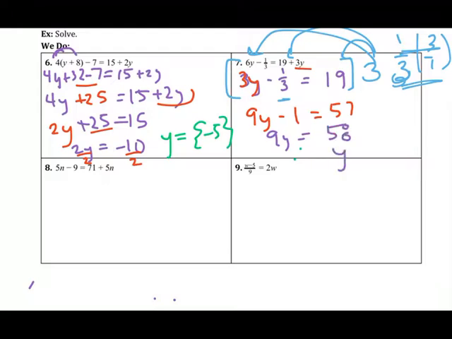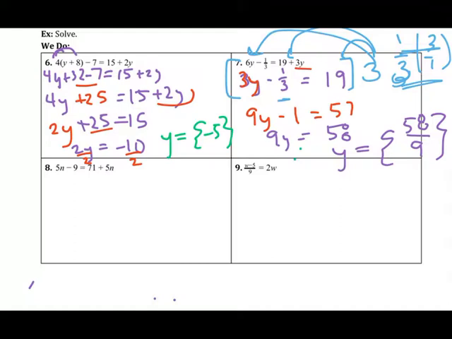And I can divide by 9, so that's going to give me that y equals 58 over 9. In Algebra 1, we do not ever want you to change a fraction to a mixed number. We always want you to leave it as an improper fraction. And most of the time when people change it to a mixed number, they mess up anyway. So I'm telling you, do less math. Simplify a fraction if it simplifies, but if it doesn't simplify, leave it as an improper fraction in simplest form.